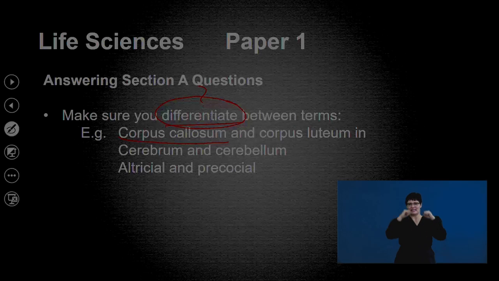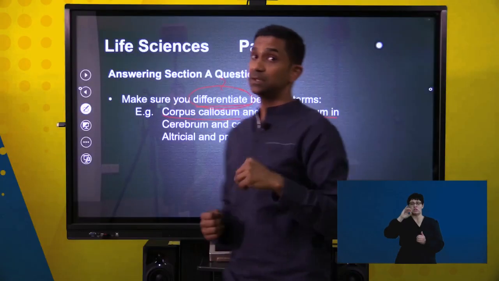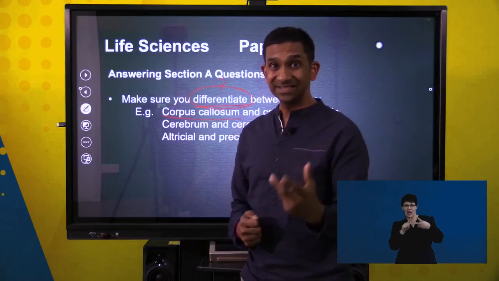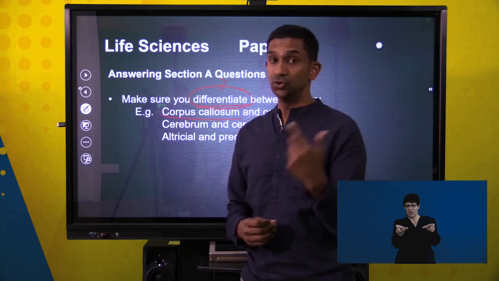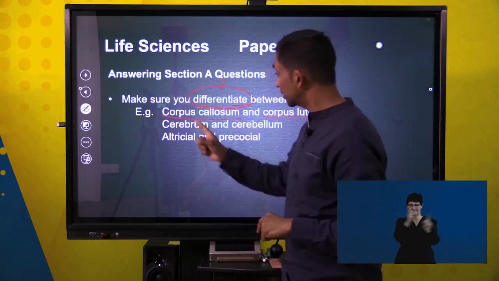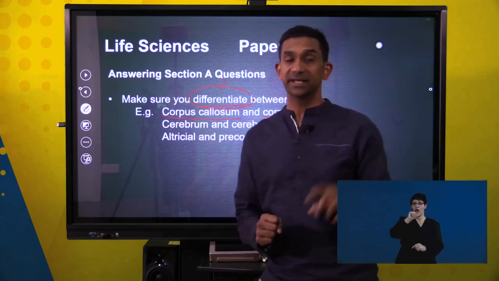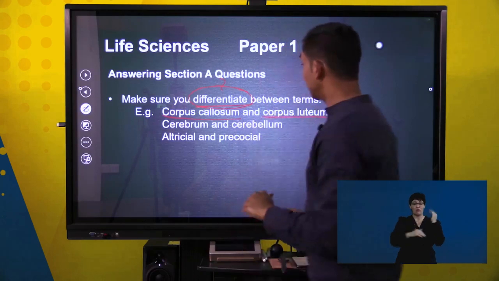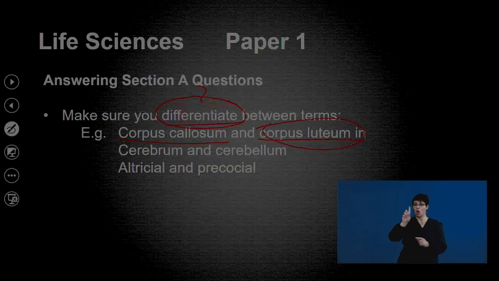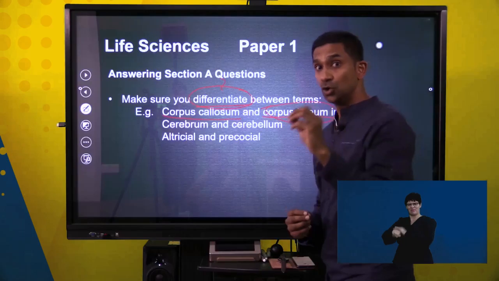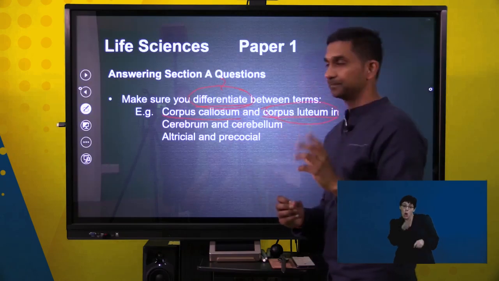An example of where this happens is in the nervous system, where a question asks you to differentiate between the corpus callosum and the corpus luteum. So we know that in biology, terms are often similar but used interchangeably. The corpus callosum is a part of the brain, but the corpus luteum is a part of the reproductive system. Hence, identify similar terms and know how different they are.